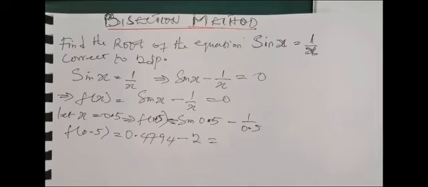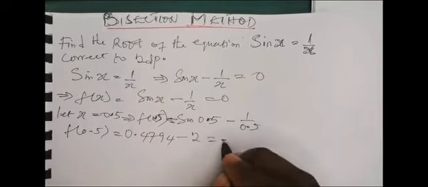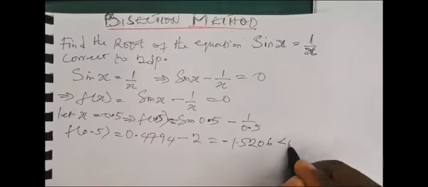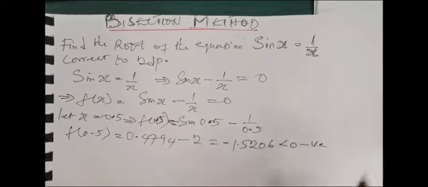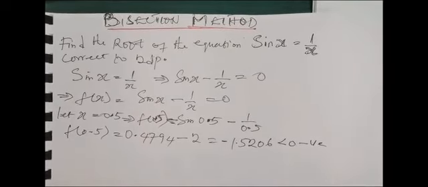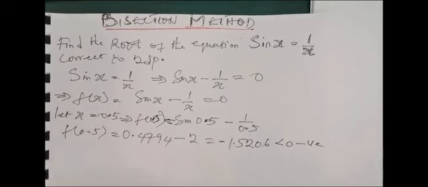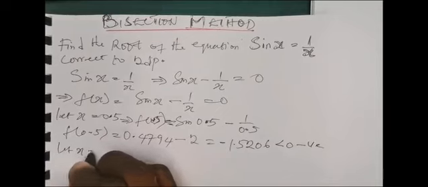So 0.4794 minus 2 gives us negative 1.5206. Now this value is less than 0 and it is negative. So we try next putting x to be equal to 1. Let x be equal to 1.